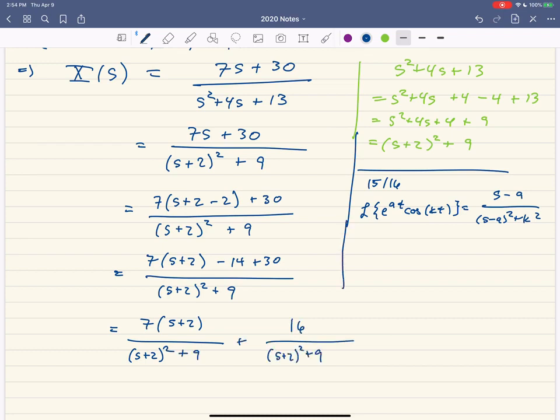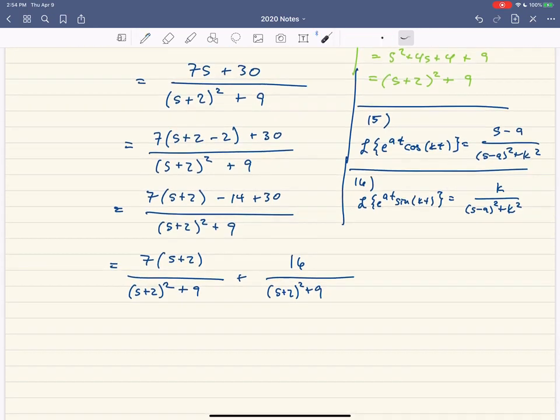So we're going to need both rules, 15 and 16. I just wrote down rule 15 at first, which is actually rule 15 according to our handout. Rule 16 is for the Laplace transform of e to the at sine of kt, and it turns out that's going to be k over s minus a quantity squared plus k squared. So it looks like this first part is going to be our cosine, and the second part is going to be our sine term.